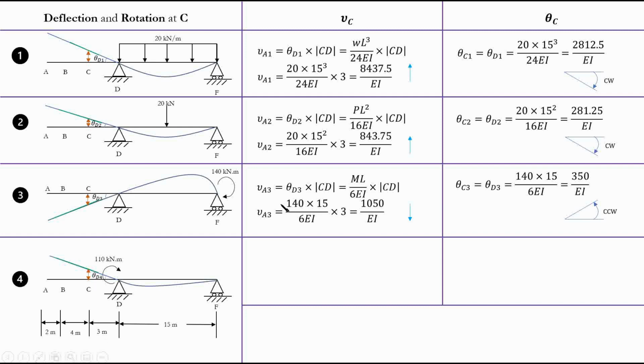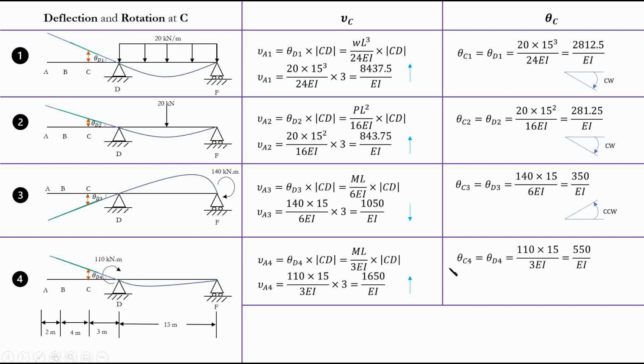Now, for the last one, it's basically the same as the third one, right? With the only difference that this is ML over 3EI. Why? Because I'm applying my moment at the side where I want to find my deflection, my rotation. So basically, I'm using ML over 3EI instead of ML over 6EI. And again, I will do the same thing. In this case, my value is 110. And this is going to be an upward deflection, as we can clearly see.